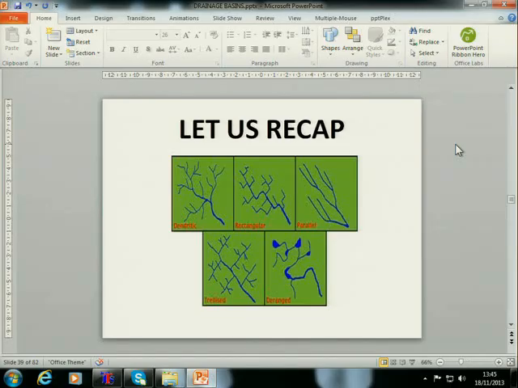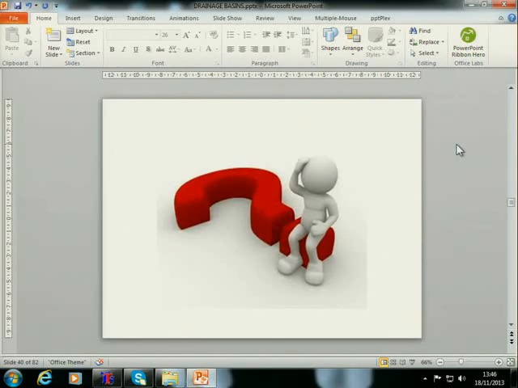Okay, let us recap quickly. The dendritic pattern is the tree-like one. The rectangular pattern is the one that has the rectangles. The parallel one we do not have in our textbooks. Now the trellis pattern, look at the difference between those two. Trellis are finer. Deranged pattern, and then the radial and the centripetal pattern is easy. If you guys have any questions, please post them now. I'm really willing to help you with those.